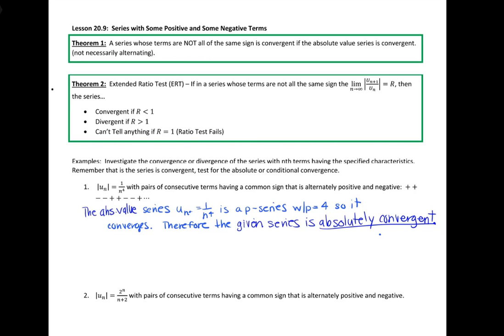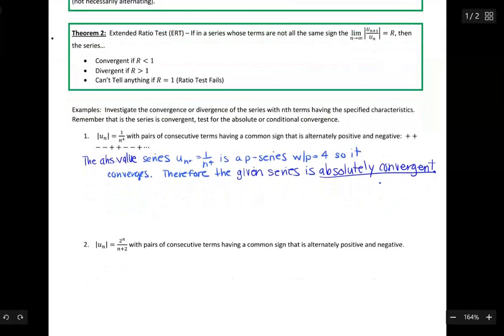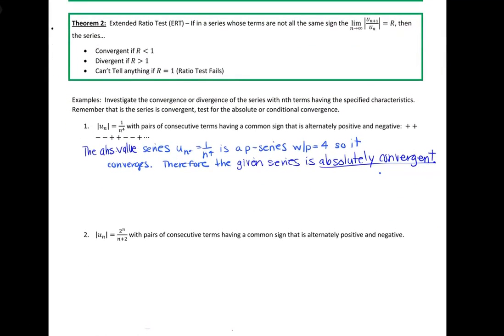All right, so we'll continue on to number 2. So number 2, we have the absolute value of u sub n is equal to 2 to the n divided by n plus 2. And again, with pairs of consecutive terms having a common sign that is alternately positive and negative.